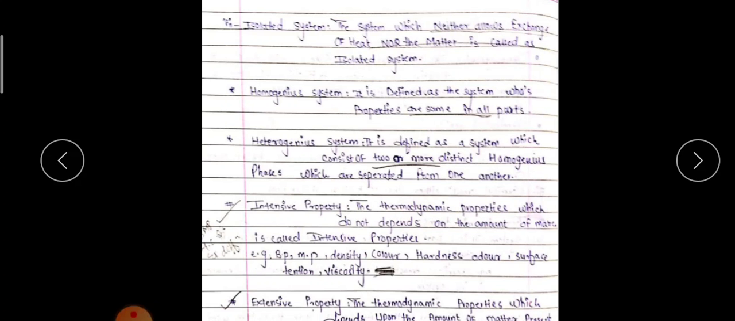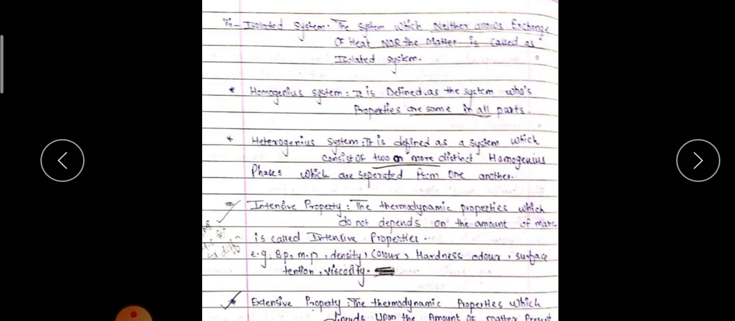Then the homogeneous system: dot dot dot is the system whose properties are the same in all parts. Or say the homogeneous system is such a system whose properties are dot dot dot in all parts. Same, different, like options will be there. Then the heterogeneous system: dot dot dot is defined as a system which consists of two or more distinct homogeneous phases which are separated from one another.